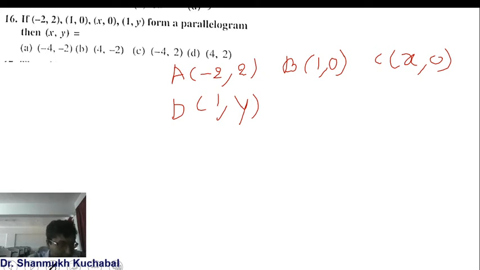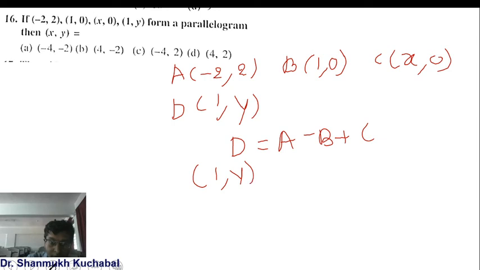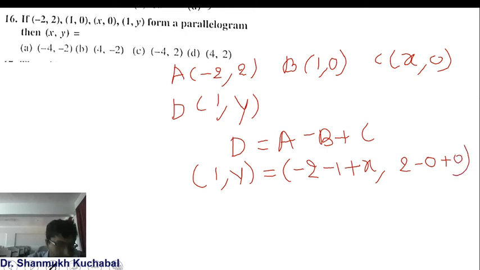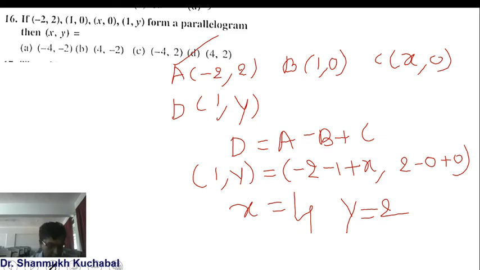So clearly, for finding the fourth coordinate, the formula D equal to A minus B plus C we have to use. D is (1, y), and -2 minus 1 plus x. Next, 2 minus 0 plus 0. If we simplify this, we get the x value as 4 and the y value as 2. Therefore clearly option D, (4, 2), is the right answer. Like this we have to simplify it.